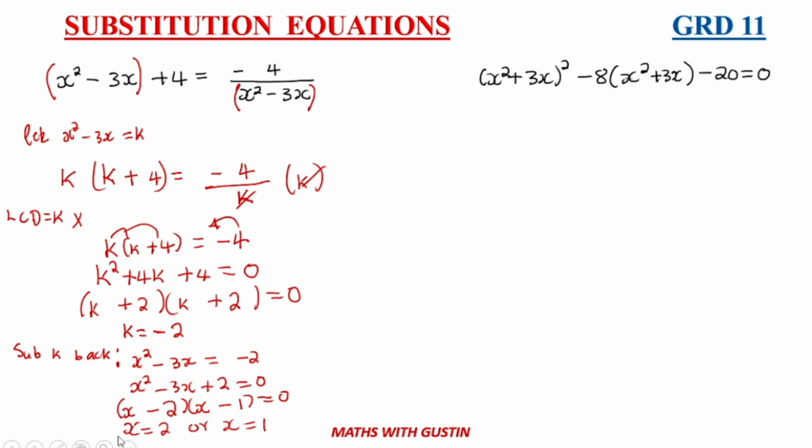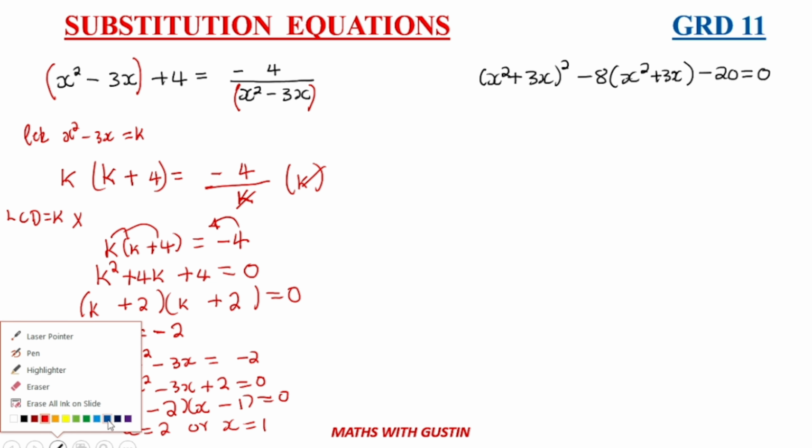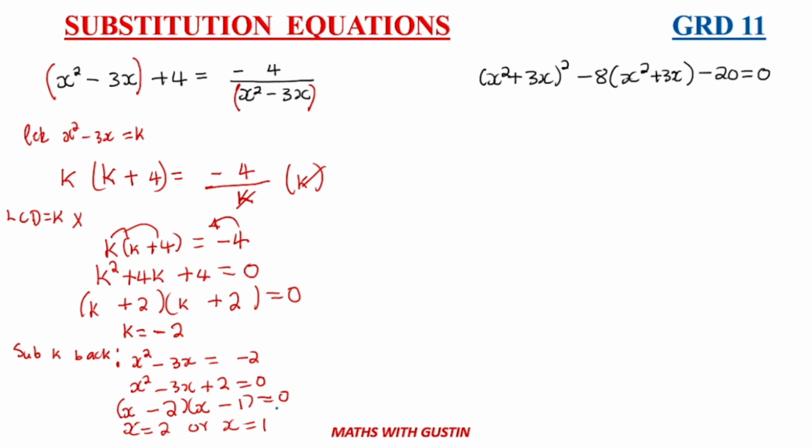Now let's move on to the next example right here. Next example, it is saying (x squared plus 3x) all into the square root, minus 8 into the bracket x squared plus 3x minus 20. So now they want us to solve for x. If you have a look at this part right here and this part right here, they are exactly the same.